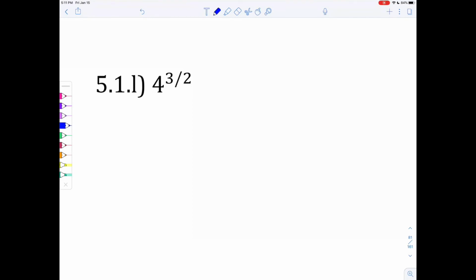So what I'm going to do is kind of the same thing. I don't know how to evaluate 4 to the power of 3/2, but I know how to evaluate it if it was in its radical form. So just like that generalization of the rule on the previous page, we can rewrite that as a radical. I like to start with my index. My index in this case is 2. I don't write that down. And I write 4 to the power of 3.